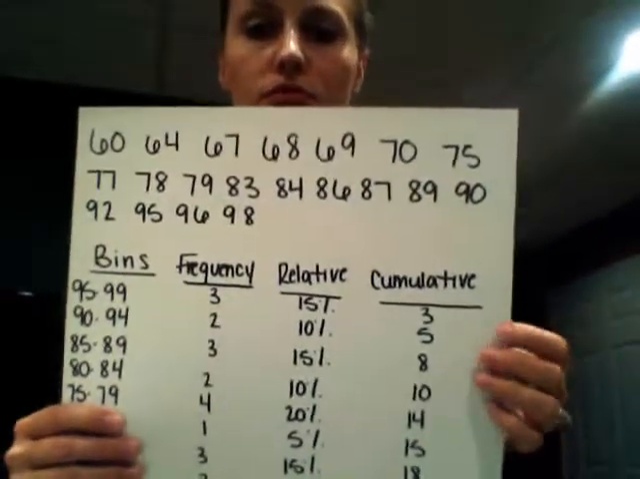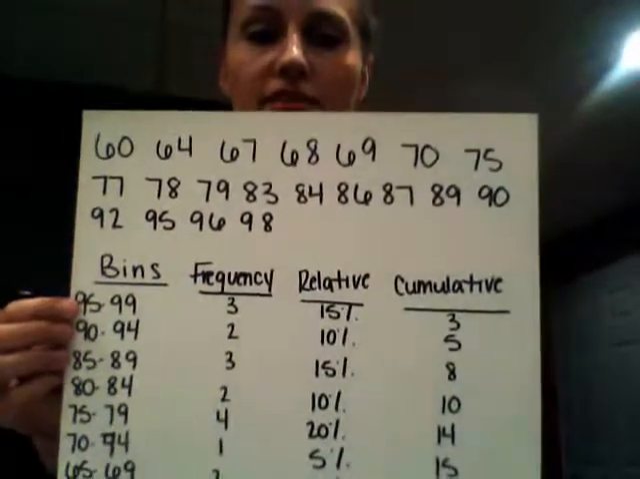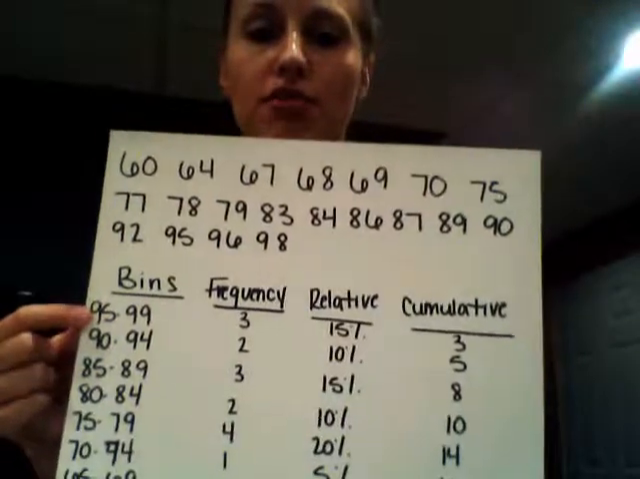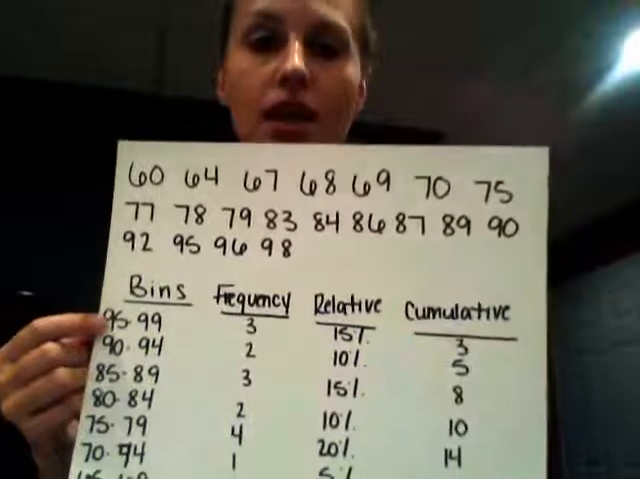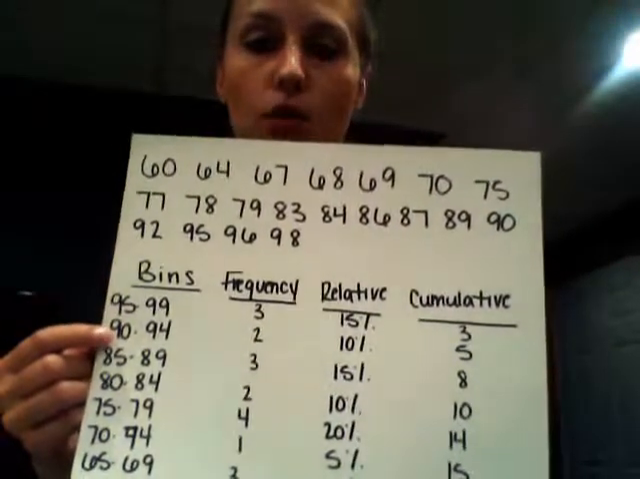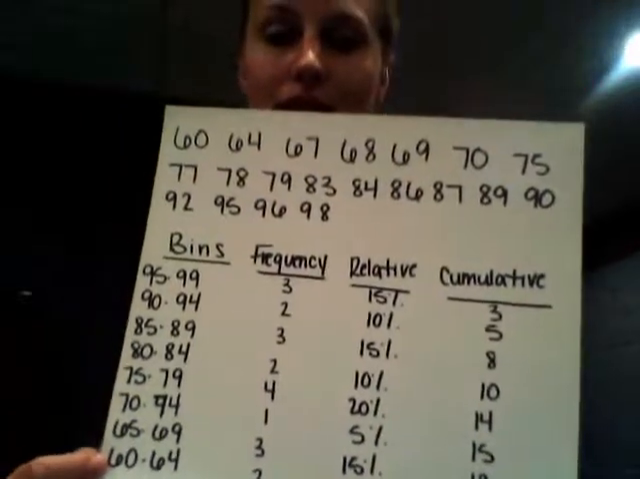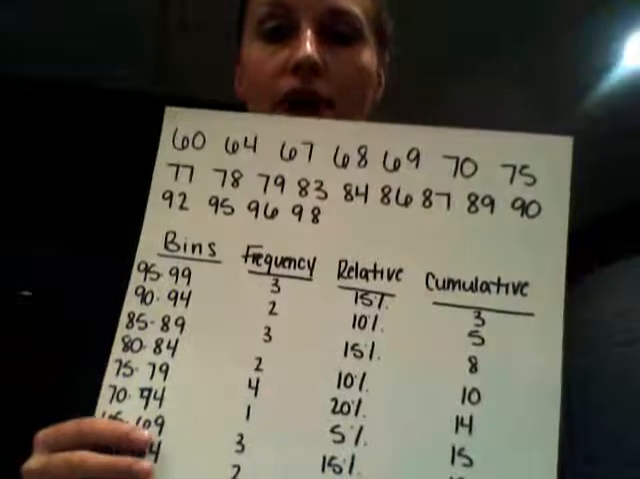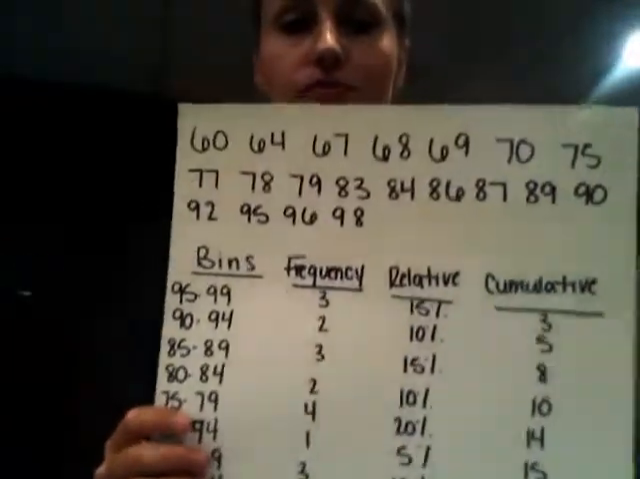So the 5-point bins work like this: 95 to 99. So any number that ranges anywhere from 95 to 99 will fit in this 5-point bin. Then we have 90 to 94. I've gone all the way down to 60 because that's the lowest data information that we were given, and the highest is 98, so it should go from 60 to 98.